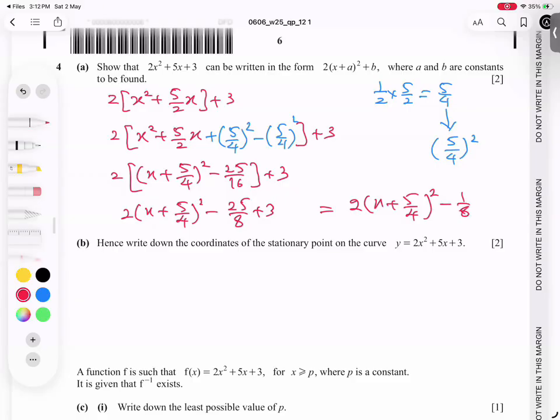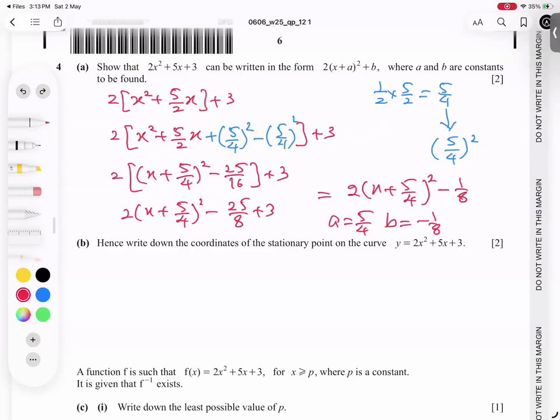So I hope this part is clear. We have done the first part, but he was asking us what is A and what is B. A is 5 upon 4 and B is negative, don't say just 1 by 8. So we are bound to write here, A is 5 upon 4 and B is negative 1 over 8.